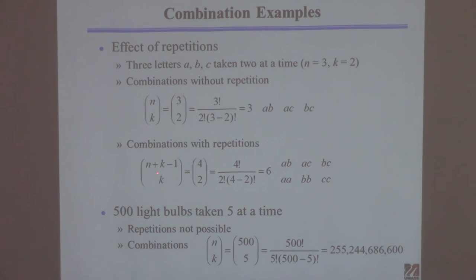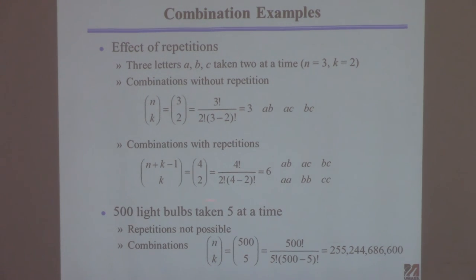Now, if you allow repetitions, which means that you still consider AB and BA to be the same, because that's what a combination is, but you allow each letter to be used twice if you want, you'll get three more words in your language. Right? If you use this formula, calculate, you'll see six, and I just enumerated the six possibilities.